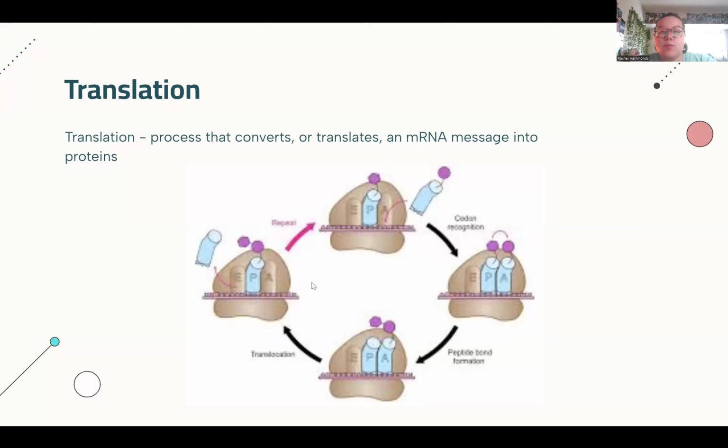This is a really blurry image, but I still really like it because it is very simple. The codon is recognized, so the 3 base pair sequence is recognized. Then the amino acids are bonded together, and a peptide bond forms. Then it's shifted. It keeps getting shifted further and further so that more amino acids can bond and the amino acid chain gets longer and longer.